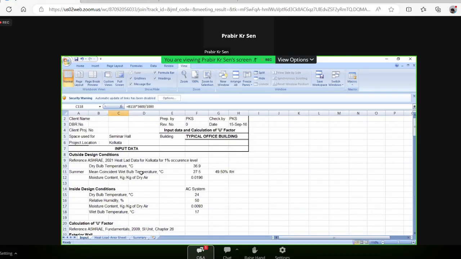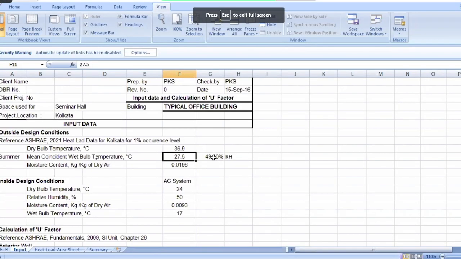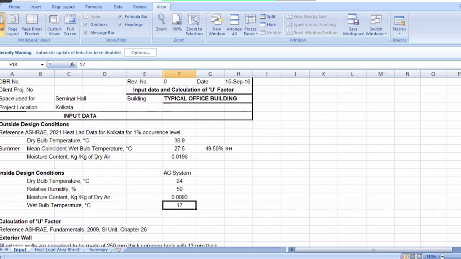First of all, ISHRAE data, outside design temperature. These two data are given in ISHRAE. I use the psychrometric chart to get RH and to get moisture content or specific humidity, which is kg of moisture per kg of dry air. Then inside temperature I have considered 24, RH 50. Again from the psychrometric chart, I have found out the moisture content and the wet bulb temperature inside.